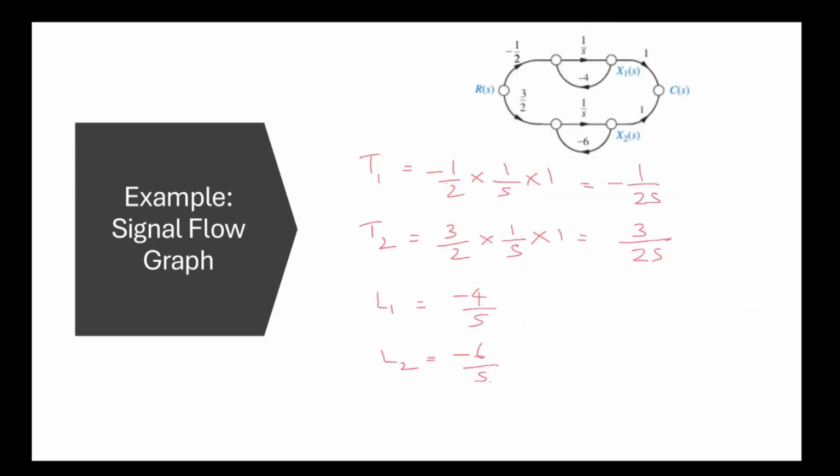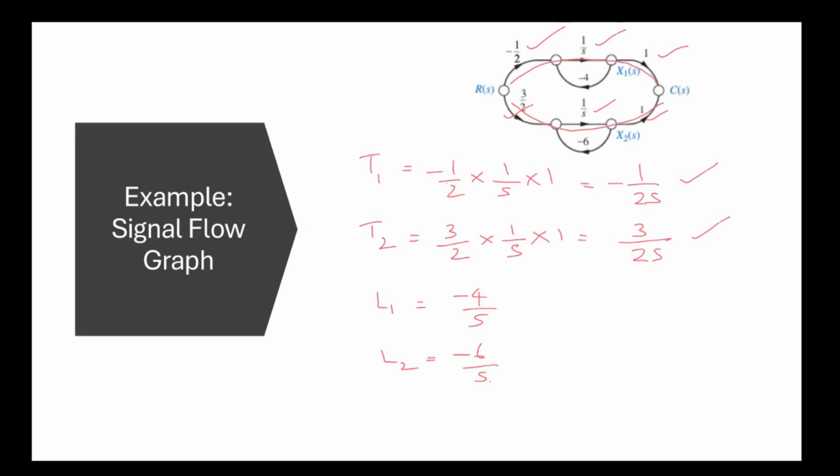Here we have two paths. The first one is the path here and the second one is the path here. So from the input to the output, we have two forward paths. The gain of the first forward path is -1/2 multiplied by 1/s multiplied by 1, and the gain of the second forward path is 3/2 multiplied by 1/s multiplied by 1. So we get -1/(2s) and 3/(2s).